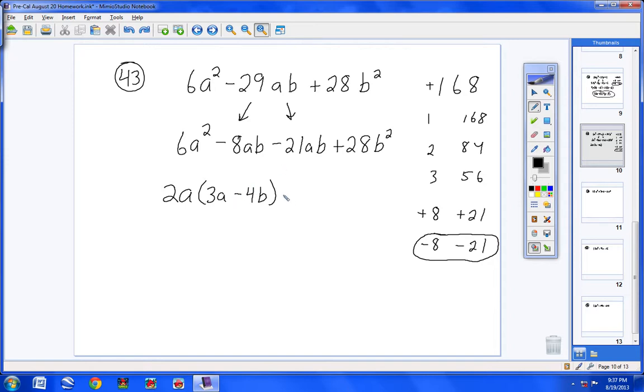Okay, put your negative sign here. Now what's the largest number that goes into 21 and 28? Well, 7. I do not have an a in both terms, but I do have a b, so I can factor out a b. Now let's see what I'm left over with.